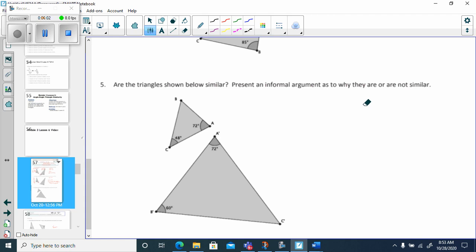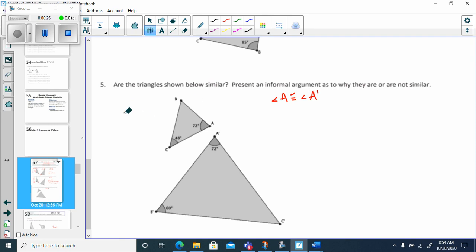Present an informal argument as to why they are or are not. Okay, remember, our informal argument would be angle similarity. Let's check and see. Angle A and angle A prime are both 72 degrees, so angle A is congruent to angle A prime. Those have the same measure. Okay, B, I don't know what angle B's measure is. Why don't I check to see?